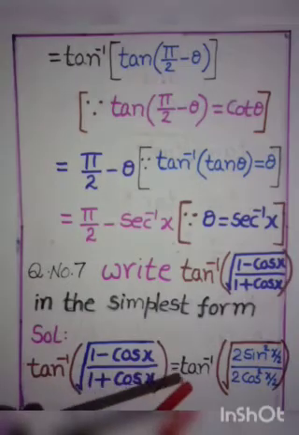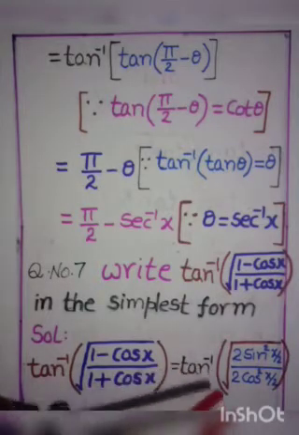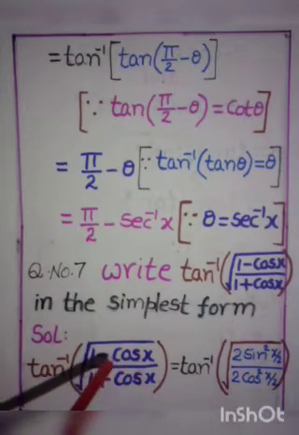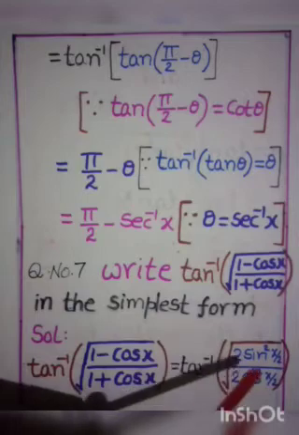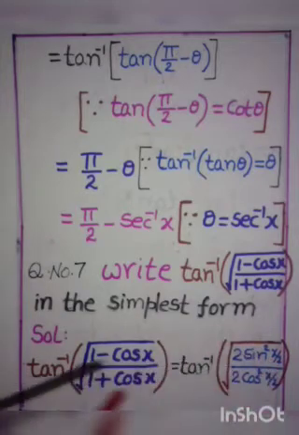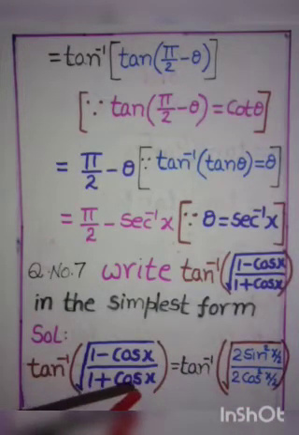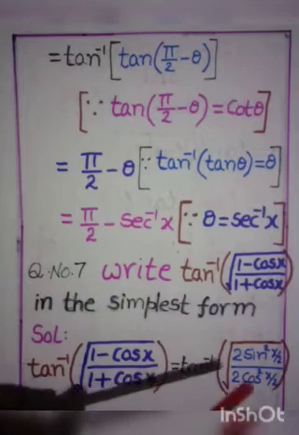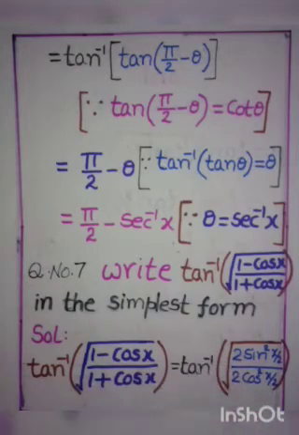That is equal to tan inverse of square root of, in the numerator, 1 minus cos x, which by formula is 2 sin square x by 2, divided by 1 plus cos x. 1 plus cos x is equal to, by formula, 2 cos square x by 2. These are the half angle formulas. Understood, my dear children? Right.